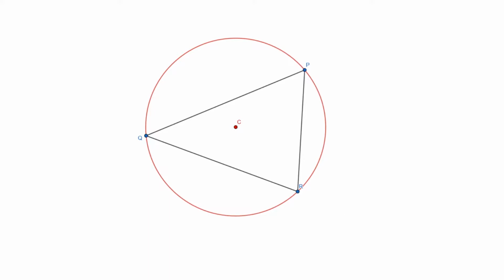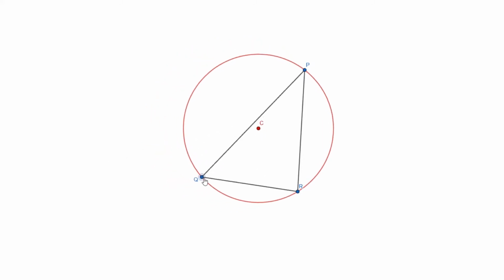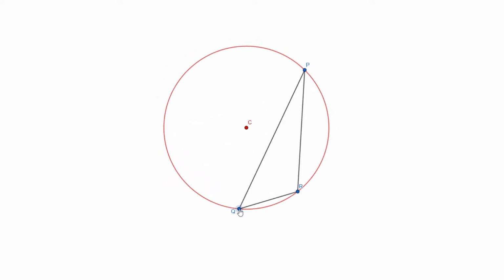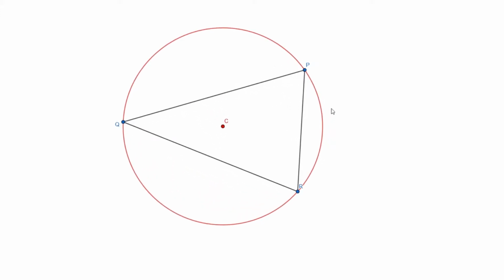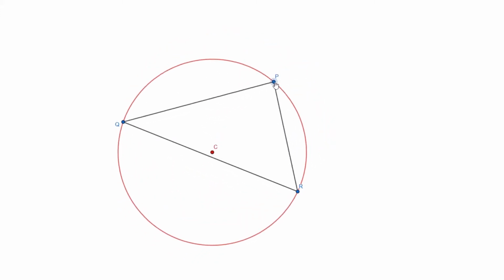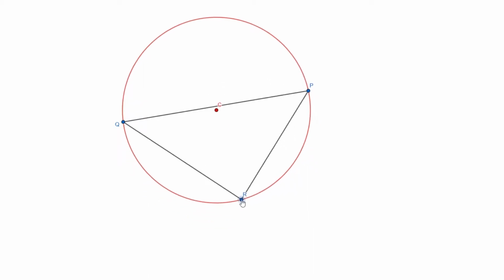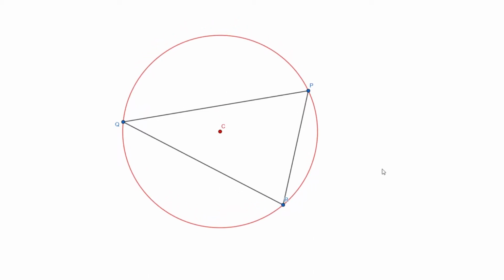It is interesting to note that the circumcentre of the triangle may be inside the triangle, as in this case, or outside it, as in this position. But in any case, we can always find a circle through the vertices of the triangle. The next question we have to address is how to do this.